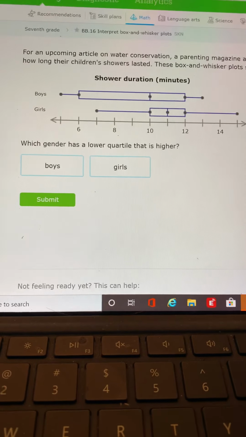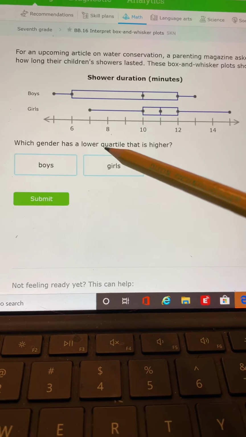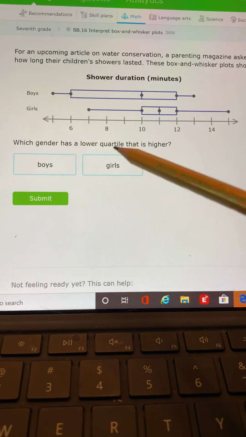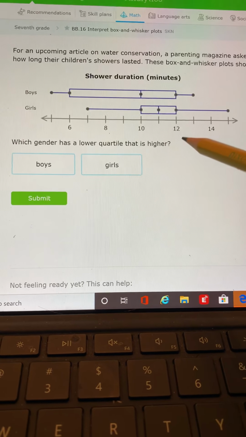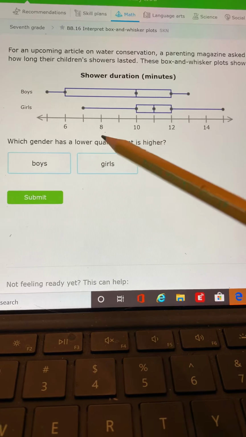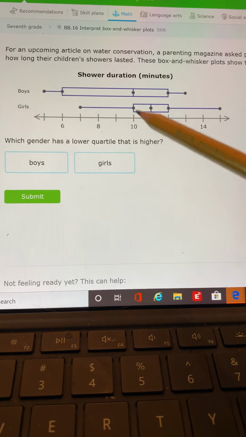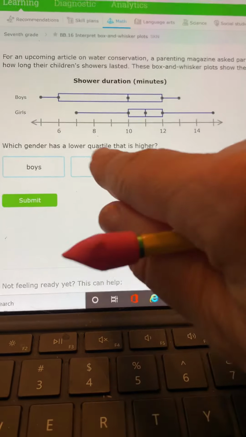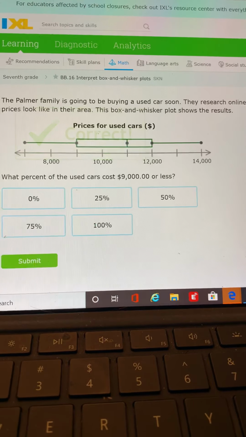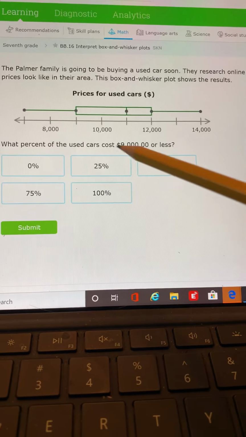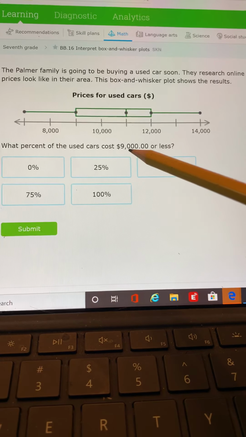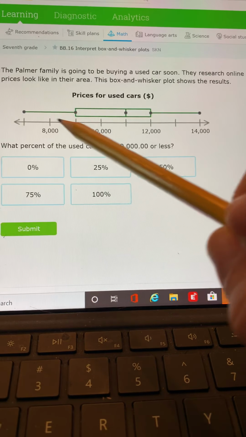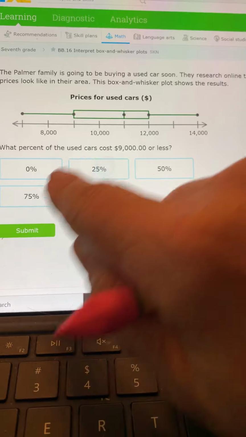And then you're just back to comparing them. Which gender has a lower quartile? They should really write quartile 1. I'm not going to make that mistake I made before. They want quartile 1 or the lower quartile that is higher. The first line of the box is the lower quartile. The one that's higher is the girls. All right. They want what percent for 9,000 less? Here's 9,000 less. That's 25%.